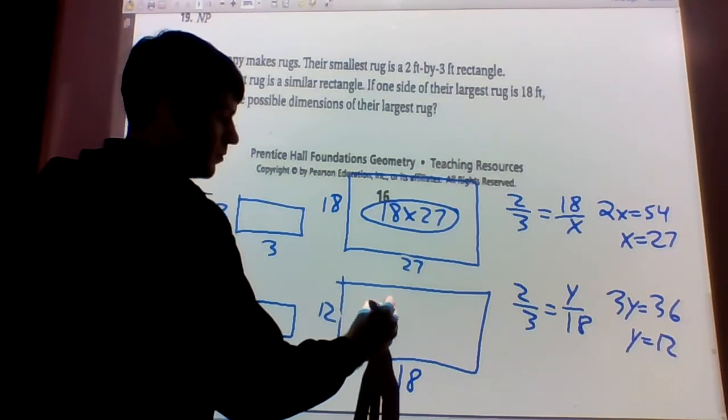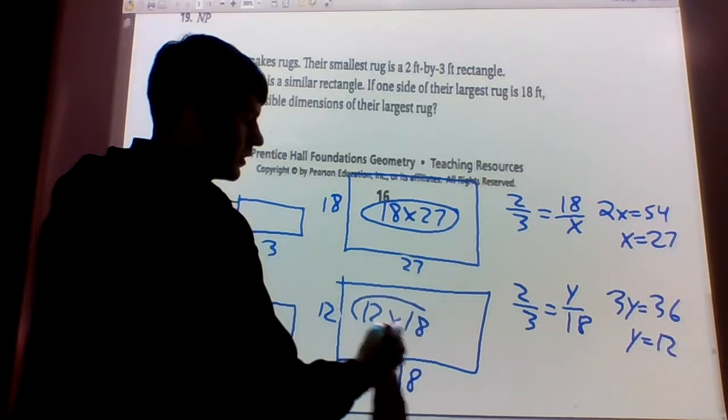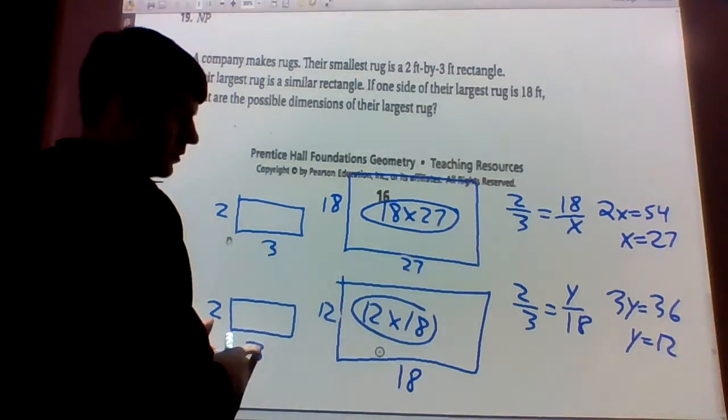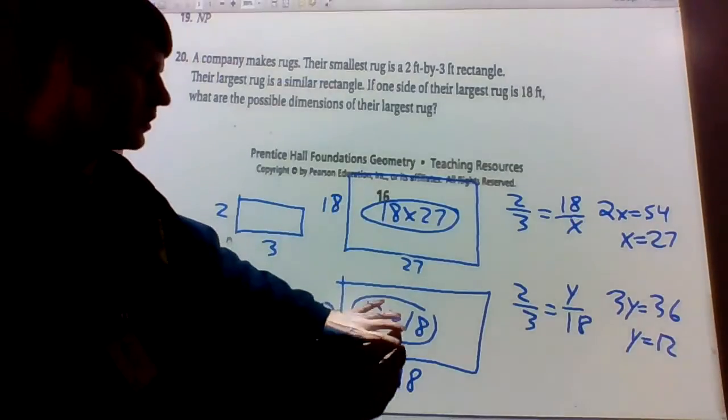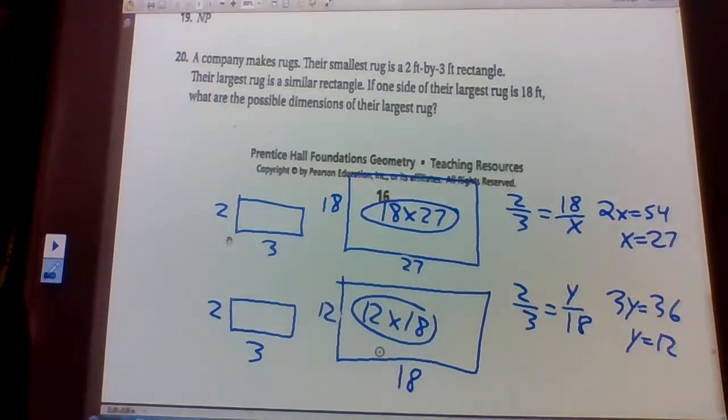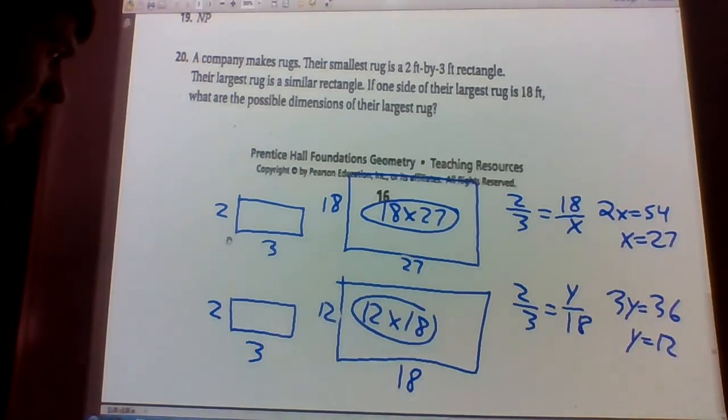So we have 12 by 18. Right, so 12 divided by 18 is 2/3. 18 divided by 27 is 2/3. And so these rugs each have a side length of 18, and they're proportional to, similar to the rug that had sides of 2 and 3.